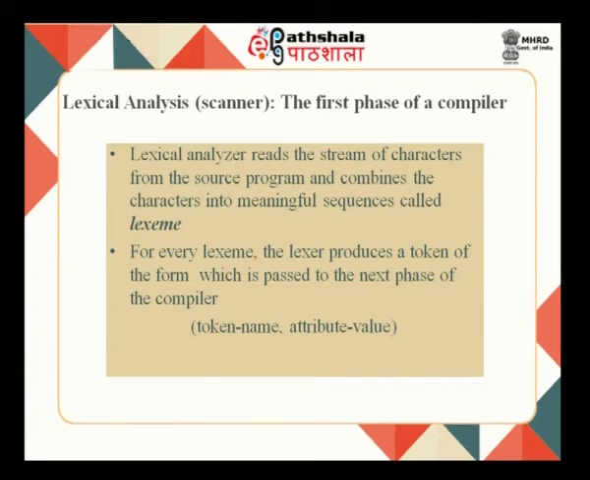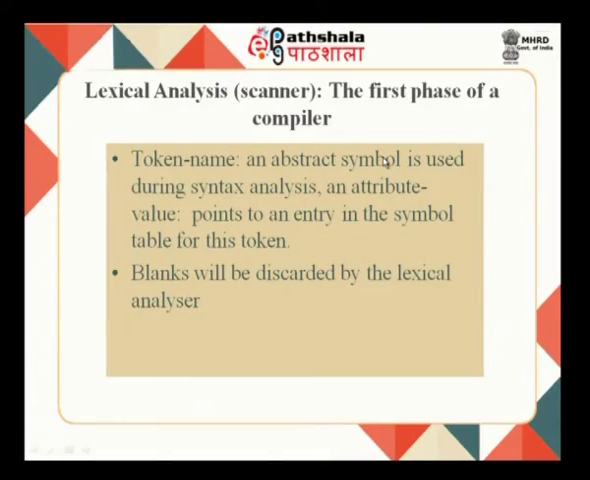For example, consider a declaration like int a, b. Here a is a lexeme, and the token it gets is called an identifier. Identifier basically tells you it is a variable. So, that is one simple example. The token name is normally an abstract symbol used during syntax analysis, and the attribute value points to the entry in the symbol table for this token. Blanks will be discarded by the lexical analyzer. So, you have a token name and an attribute.